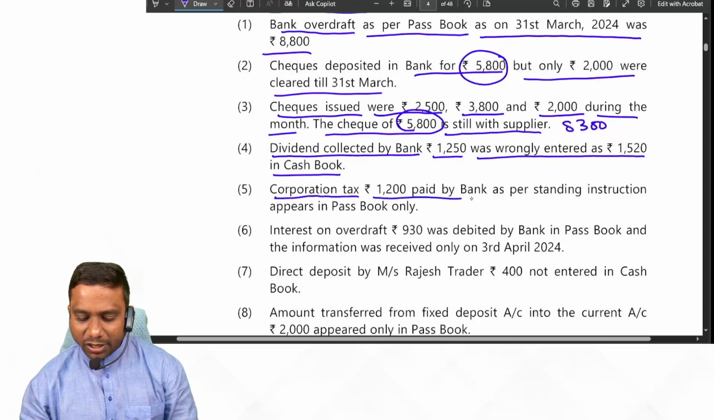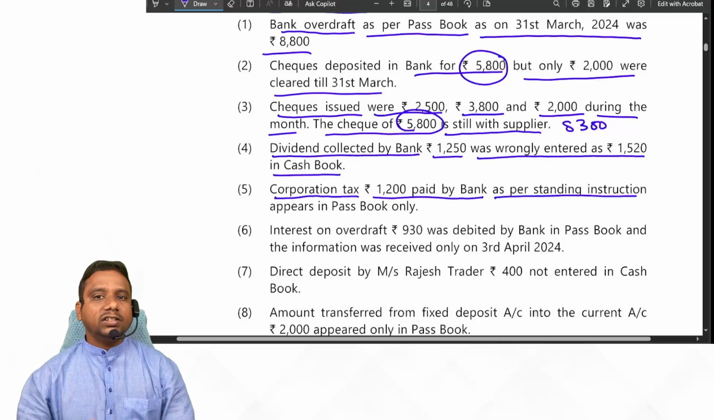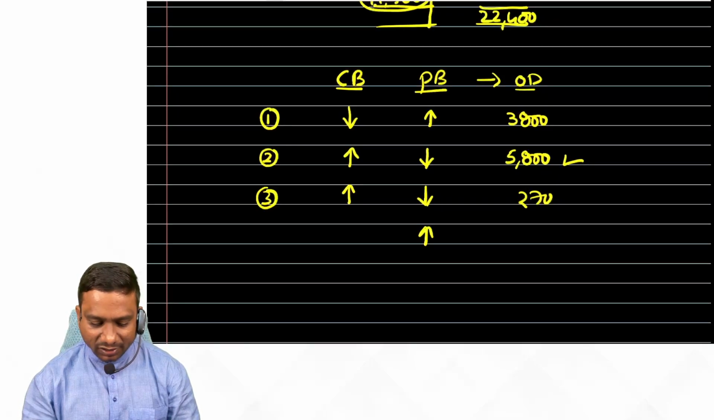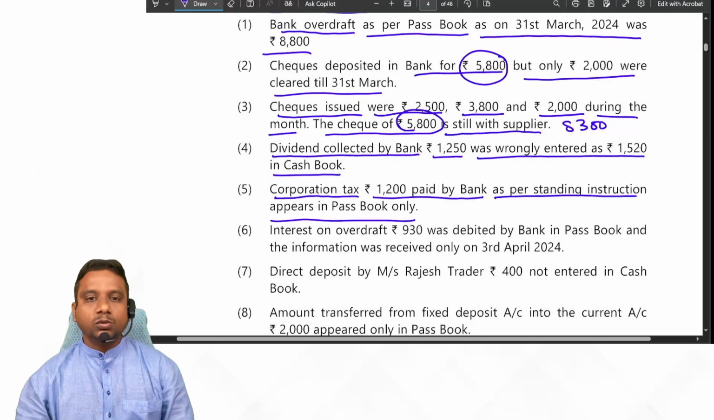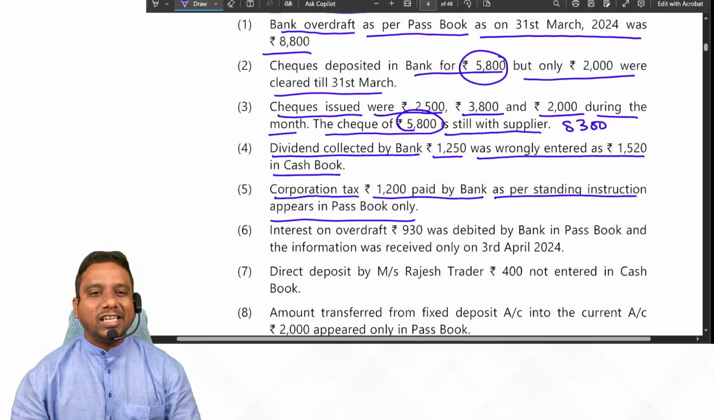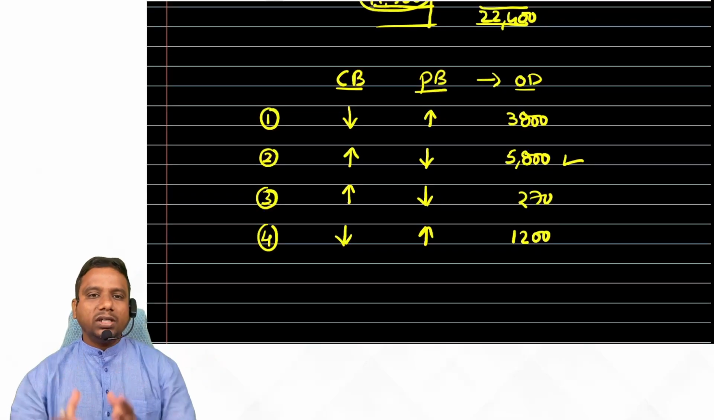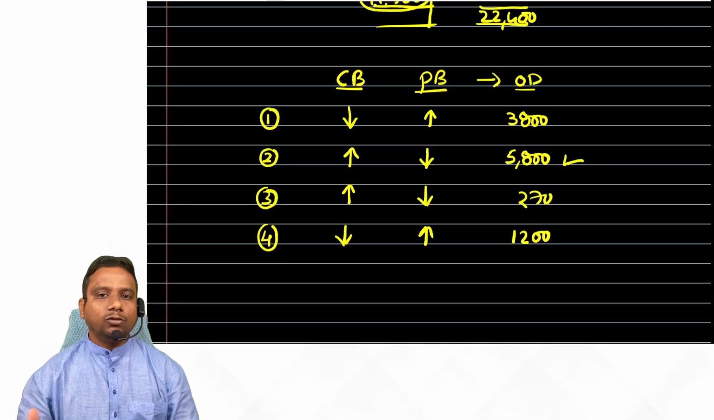Corporation tax 1,200 paid by bank as per standing instruction. First, who will record this transaction? Bank directly. So this is a payment, so bank overdraft gets increased by 1,200 rupees. Appears in passbook only. That means there is no record in the cash book, so cash book overdraft decreases. Then you compare cash book and passbook: passbook shows 1,200 more overdraft. Next one.